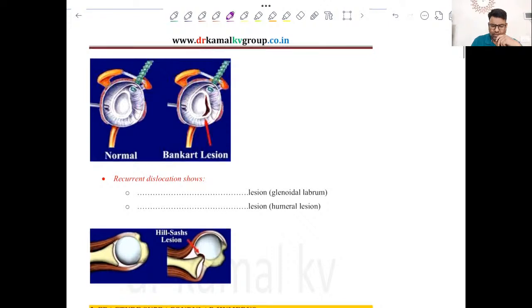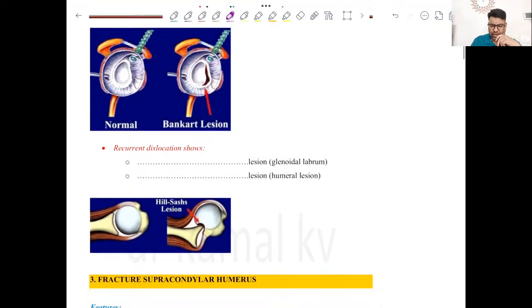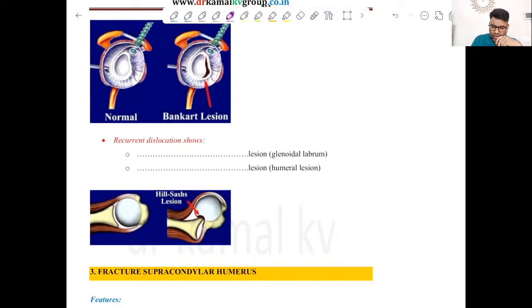And if a patient is having recurrent shoulder dislocations, then there are certain changes which can be related to the glenoidal labrum as well as the head of humerus. So related to glenoidal labrum, there is the Bankart's lesion. Clear? So this is the Bankart's lesion, where there is tearing of the glenoidal labrum, right?